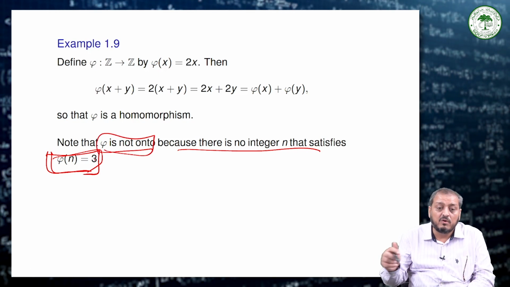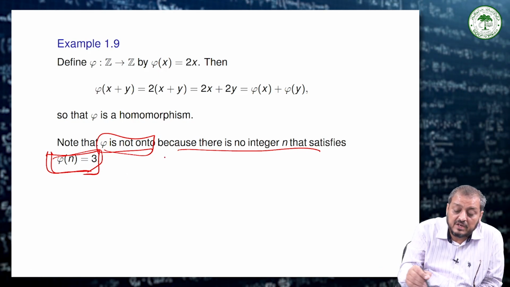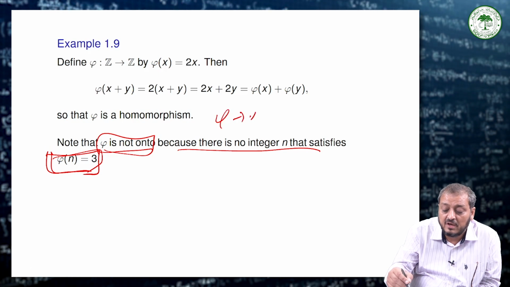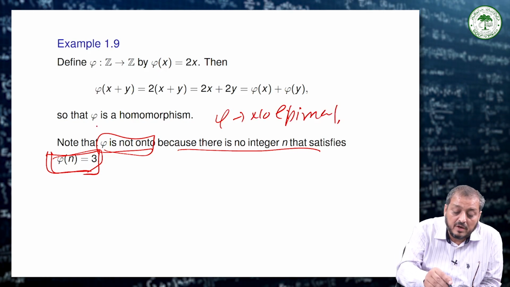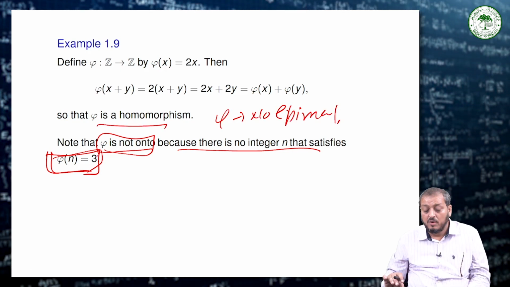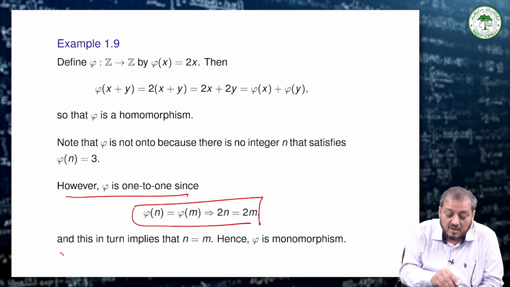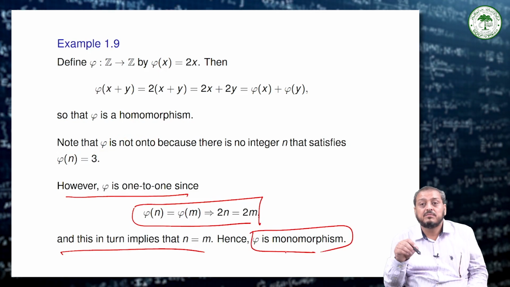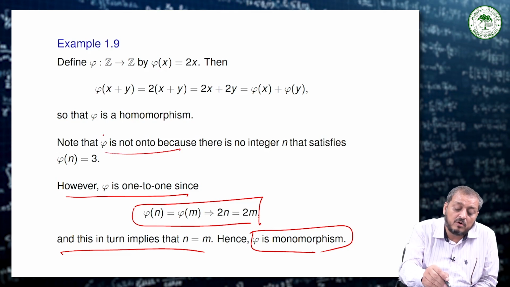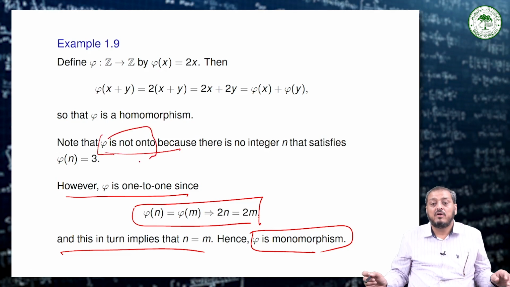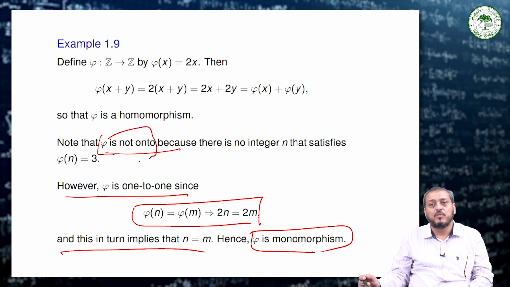But phi is clearly 1-1. So, clearly this phi is not an epimorphism. It is a homomorphism but not onto. However, since phi is 1-1, as I already showed, this phi is a monomorphism but not an epimorphism.